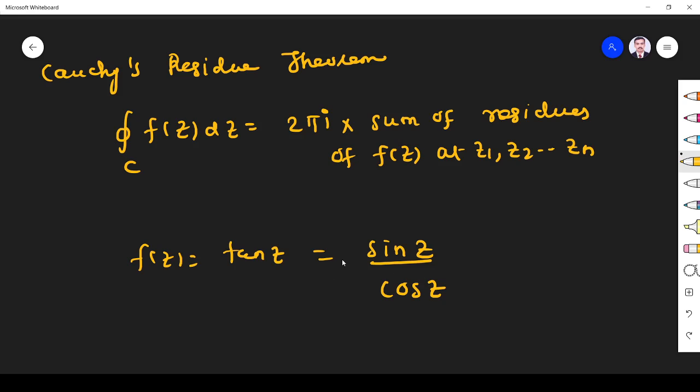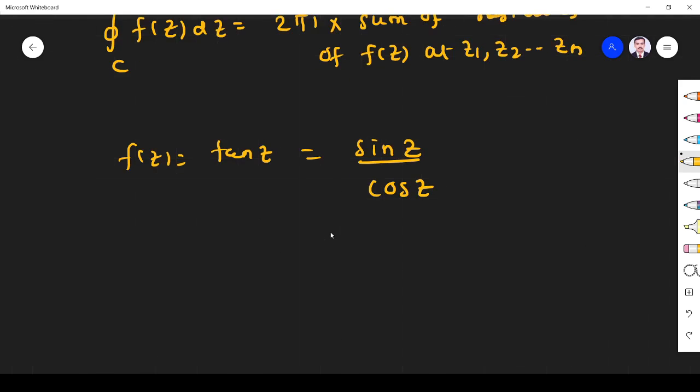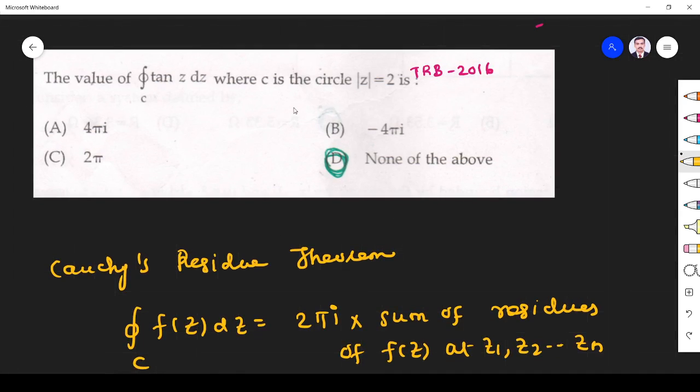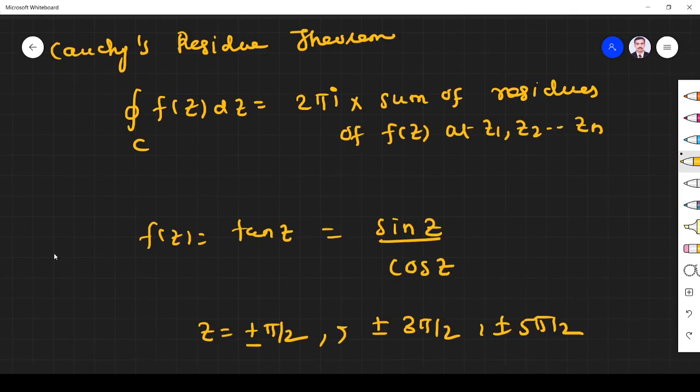So what is residue? Residue is a value of z which makes our function infinity. So in this, when z is equal to plus pi by 2, what will happen? Cos pi by 2 is 0, so the function will become infinity. When z is equal to minus pi by 2, cos of minus pi by 2 is also 0, so it will become infinity. Like that, plus or minus 3 pi by 2, plus or minus 5 pi by 2, it will go. But our problem indicates mod z is equal to 2 only.